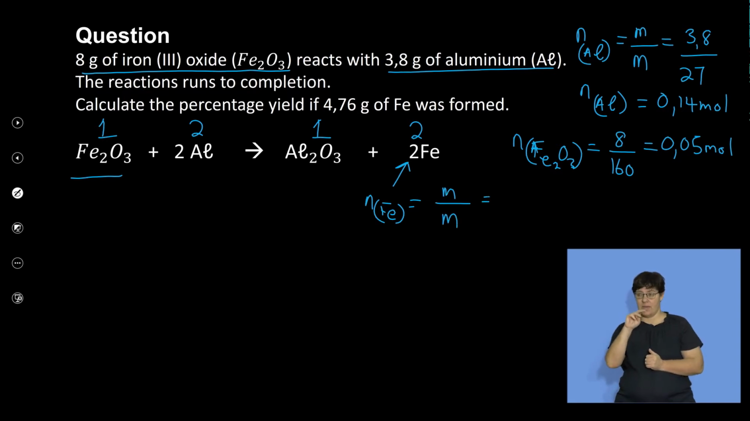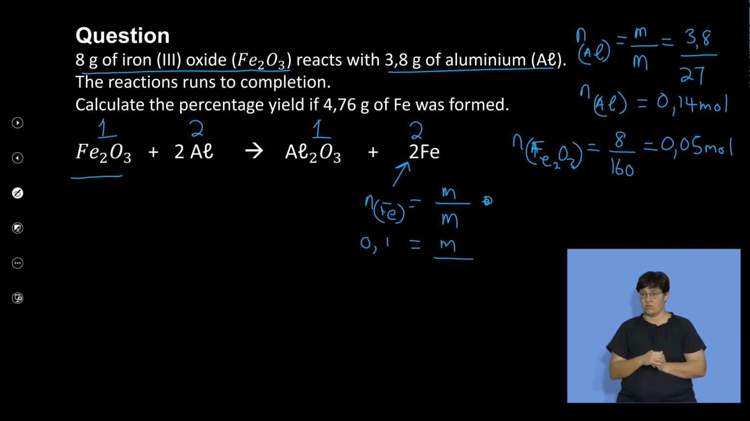So what is the mass that we are looking for? We're actually looking for the mass of iron. If 1 produces 2, in other words, we'll have 0.05 times 2, which is 0.1 mole, which is equal to what mass will be produced.